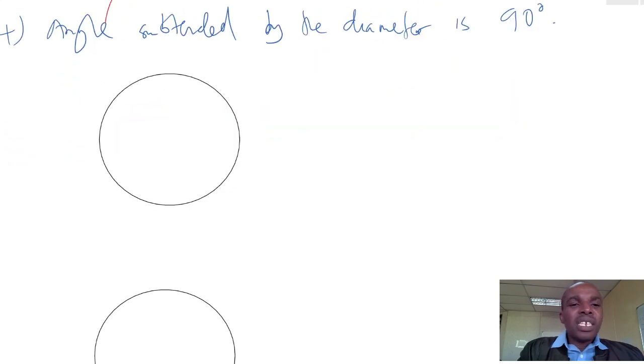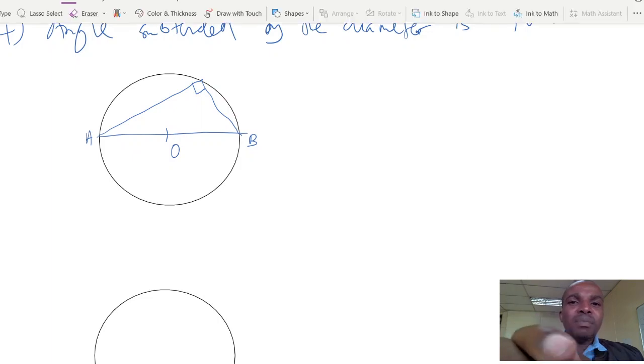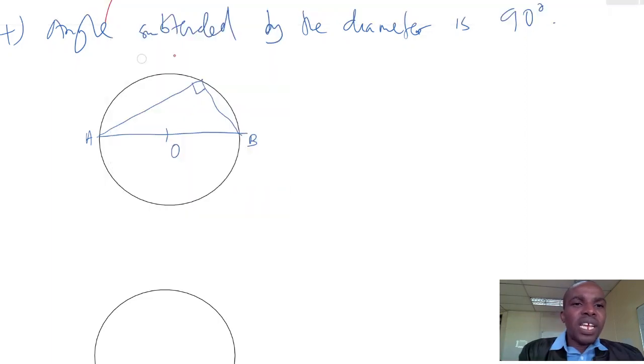A diameter is a line that divides the circle into two equal parts. If this one is my diameter, with center O, then if I join the lines from one point of the diameter, point A, to the other point of the diameter, point B, then the angle up here must be exactly 90 degrees. It's a right angle. If I present the same thing down here, it's still the same. If the angle is here, it's still 90 degrees.